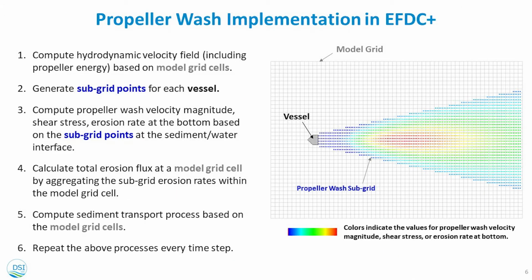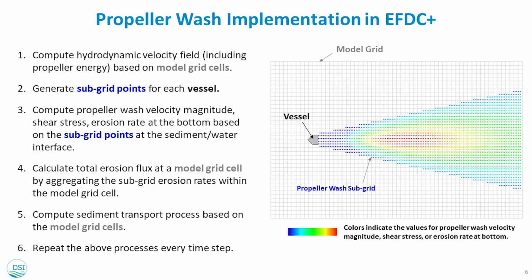So how we rolled the Propwash jet up into the EFDC model is, first off, you have a hydrodynamic model. It's simulating flow in 1, 2, or 3 dimensions depending upon the application. So you end up with this grid, and then we have a subgrid associated with each of the vessels that are being simulated, and any number of vessels can be simulated simultaneously.